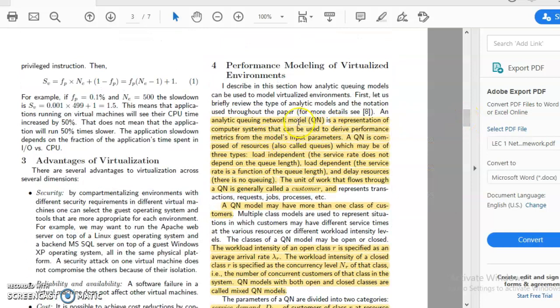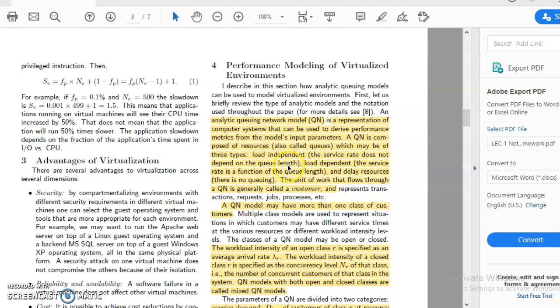So for performance modeling we use the QN model, which is the analytical queuing model. In the analytic queuing model, what did we do? It is composed of resources. So what is a resource? A queue, which may be of three types. This queue is of three types.